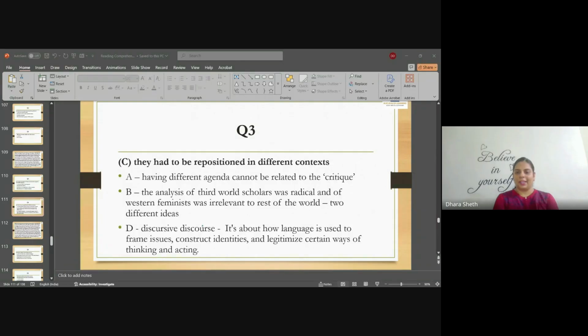Okay, so see, A, having different agenda does not mean that it is a critique. Also, for B, the analysis of third world scholars was radical and of Western feminists was irrelevant to the rest of the world. These were two different ideas. Third world scholars are actually opposite of what they were talking about, the Western feminist with North American white woman. And discursive discourse, this term actually means how language is used to frame issues, construct identities, and legitimize certain ways of thinking and acting. Okay, this does not really have a relation to the passage.